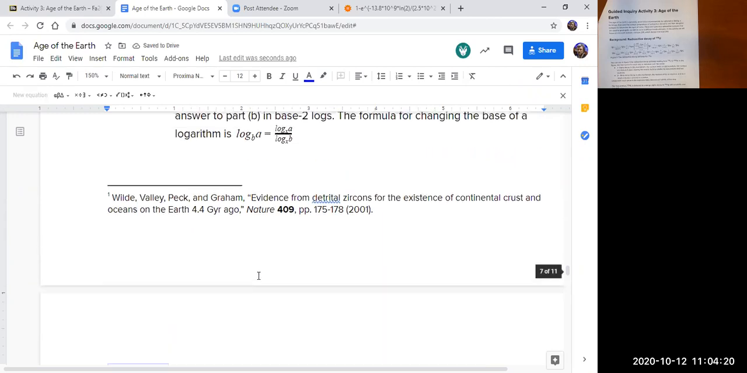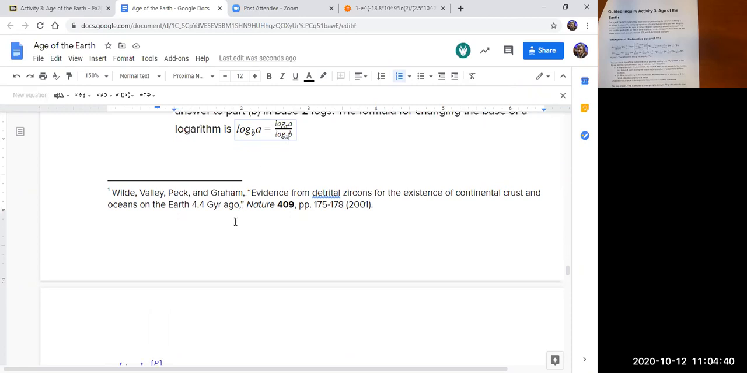So now the relationship is that we have a new base that we want, which is the x. It can be anything we want. Whatever we're taking the log of goes into the log in the numerator. Whatever our original base was goes into the log in the denominator.